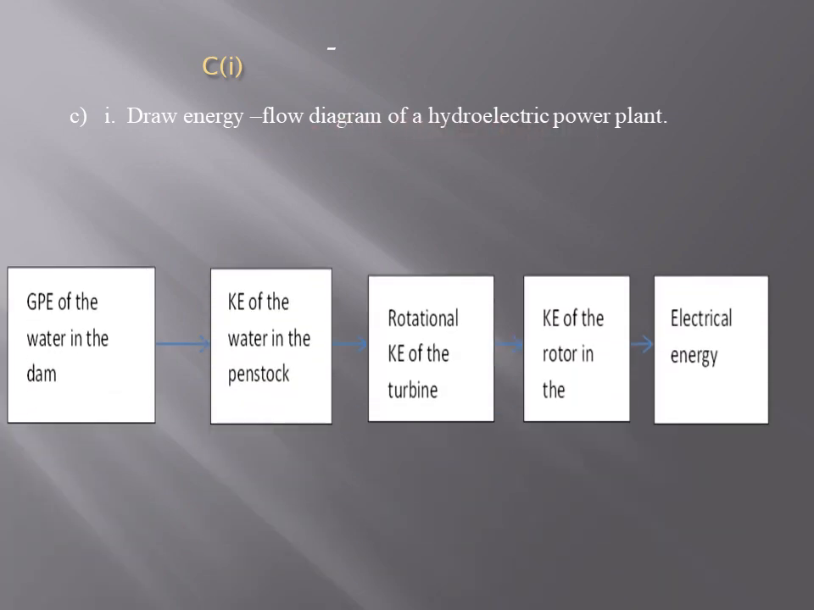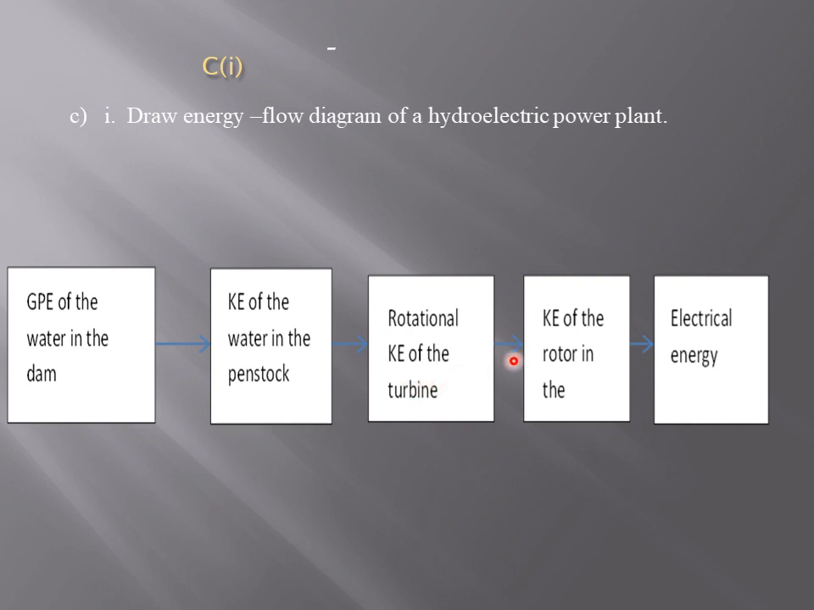Now, this is our energy flow diagram. It is telling us that we have gravitational potential energy of the water in the dam. Then when it runs down the penstock, the gravitational potential energy of the water in the dam is converted to the kinetic energy of the water in the penstock. As it gets into the rotor and the turbine, the kinetic energy of water in the penstock is converted to the rotational kinetic energy of the turbine.